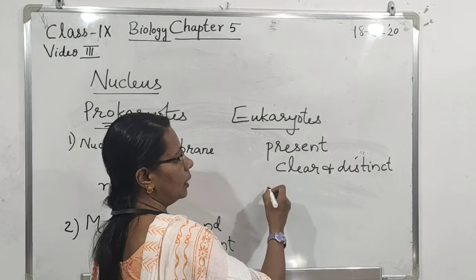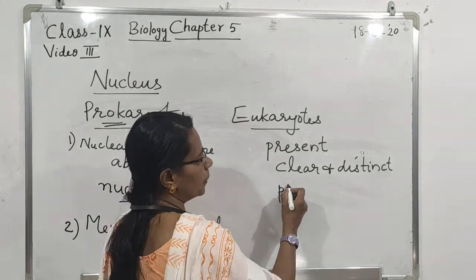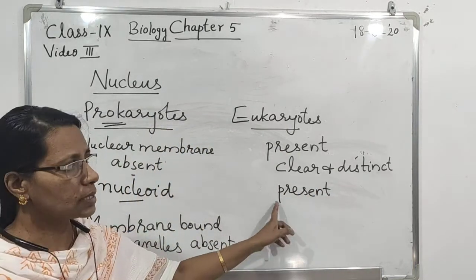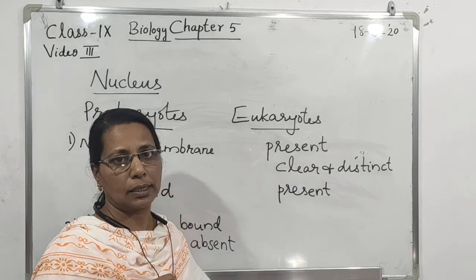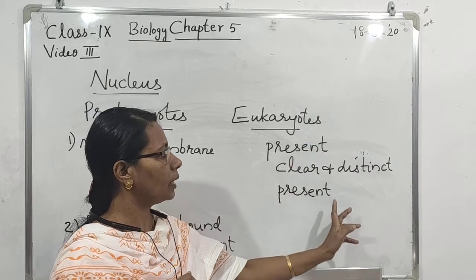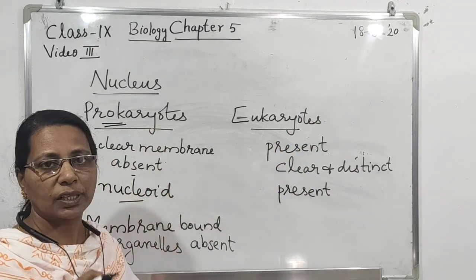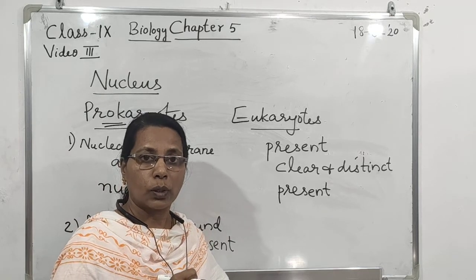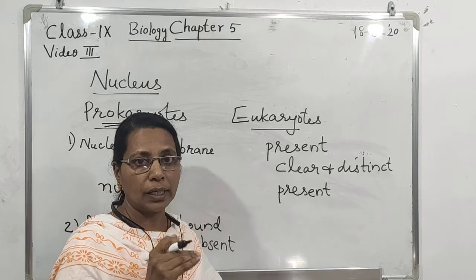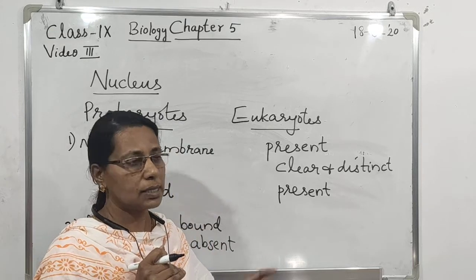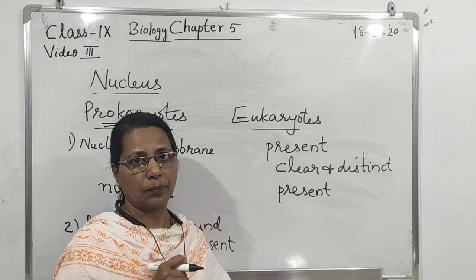Here membrane bound organelles are present. Membrane bound cell organelles are present. All the higher plants, animals, fungi are eukaryotes with a clearly distinct nucleus. So organisms of cells having well developed nuclear region are called eukaryotes.